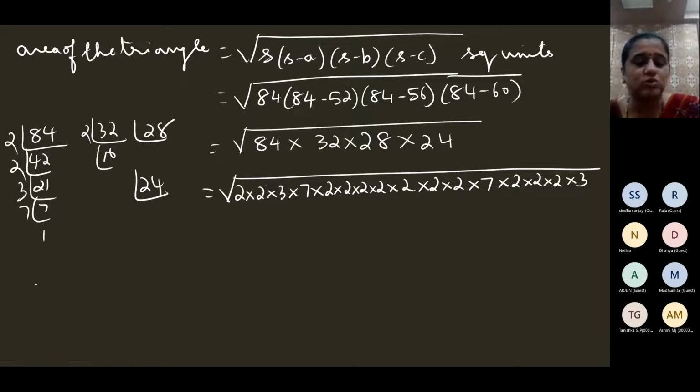So let's count how many twos we have. 1, 2, 3, 4, 5, 6, 7, 8, 9, 10, 11, 12. 12 twos. So 6 twos will come out of the square root. Then we have 2 threes, so 1 three comes out of the square root.